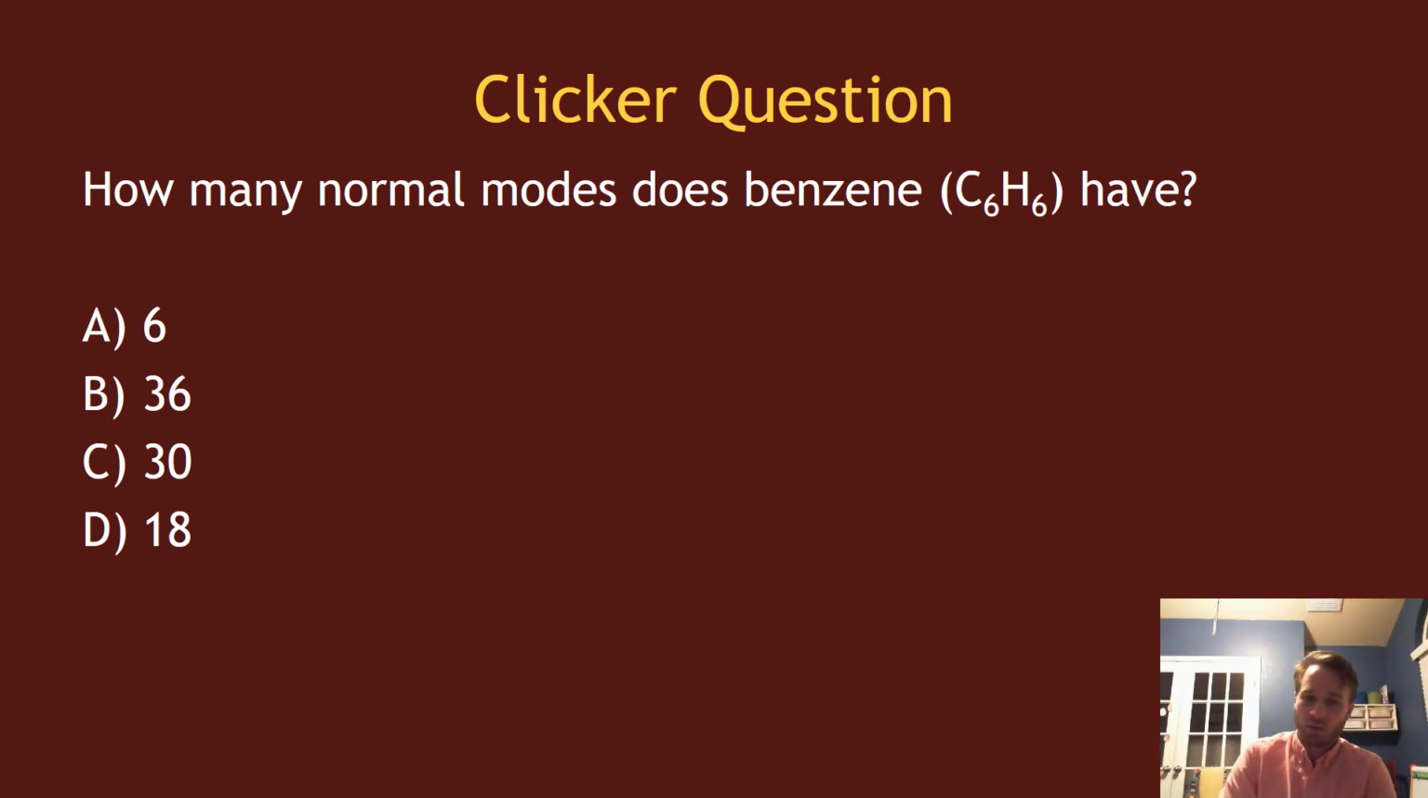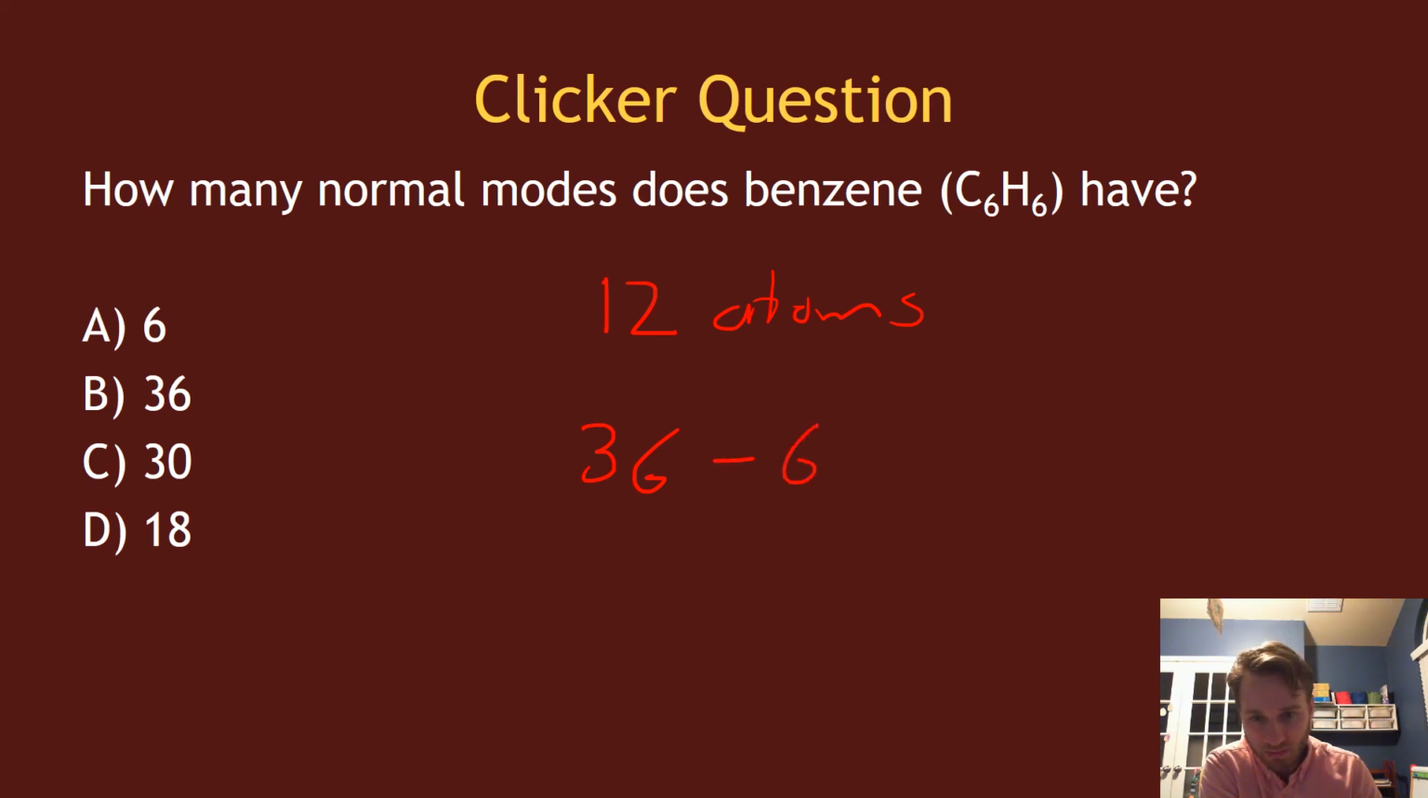So a quick question to finish this discussion up: how many normal modes does benzene have? Benzene has a total of 12 atoms, so it has a total of 36 types of motions, if you will. The number of vibrational modes is 36 minus 6, because there are 3 translational and 3 rotational motions. So there's a total of 30 vibrational modes, or 30 normal modes, that benzene has. Now again, if you were to take an IR spectrum of benzene, you will not see 30 peaks, because not all of those vibrations are IR active.